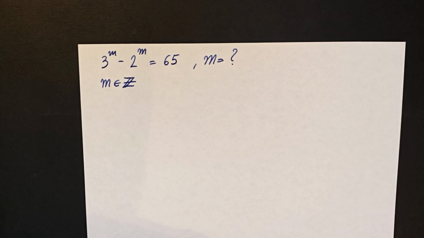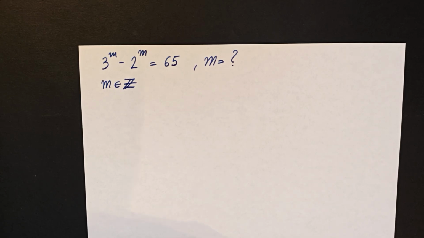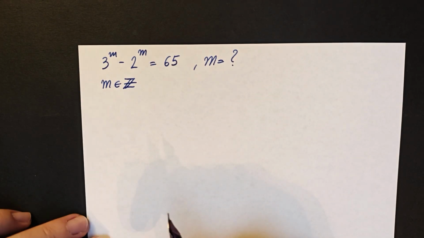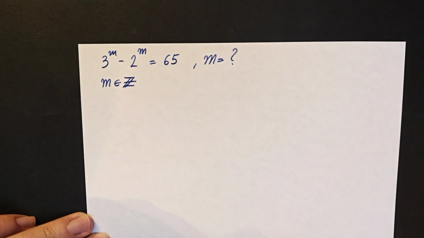In today's video, I will give you a detailed tutorial on how to solve this problem. As you can see here, our unknown variable m can be located in the exponents of these two numbers, 3 and 2, and that is why this equation is called an exponential equation.